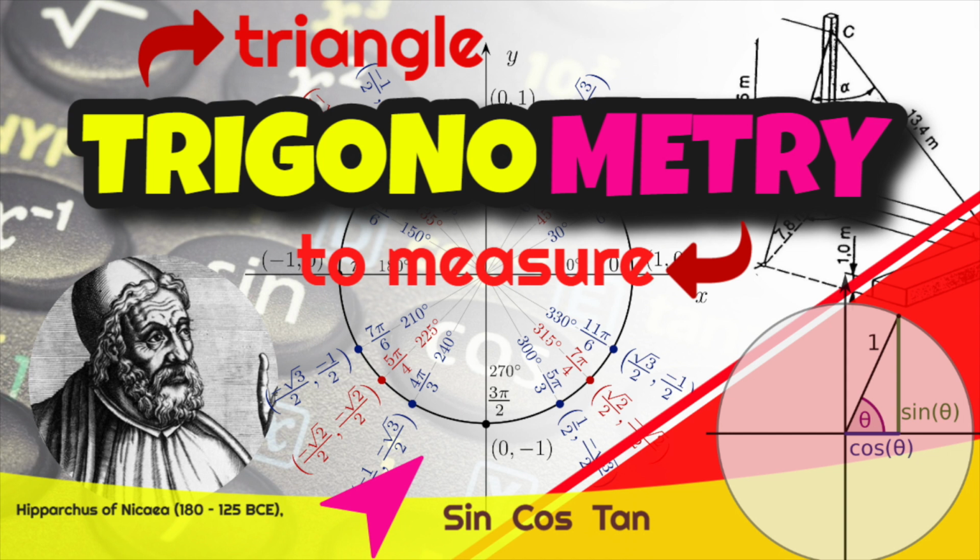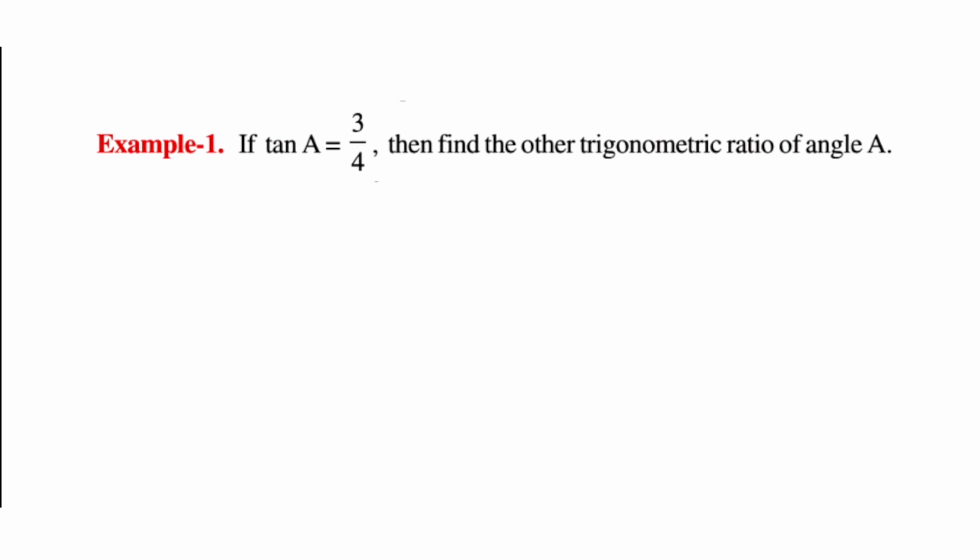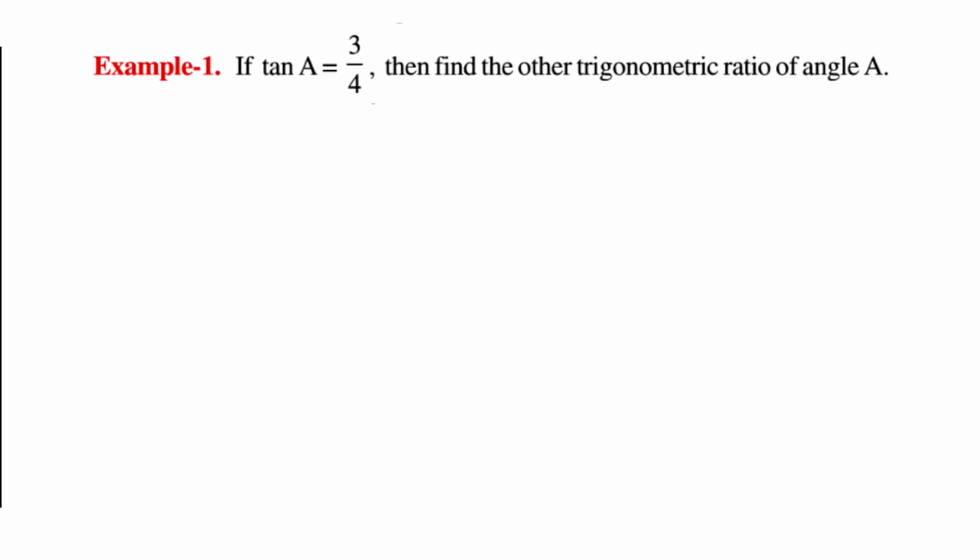In this video, we will discuss some problems and solutions related to right angle triangles in trigonometry. If tan A equals 3 by 4, then find the other trigonometric ratios of angle A. Here, we observe the problem, and tan A equal to 3 by 4 is already given. First, you draw the right angle triangle.